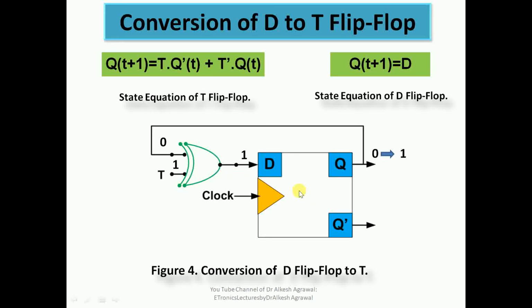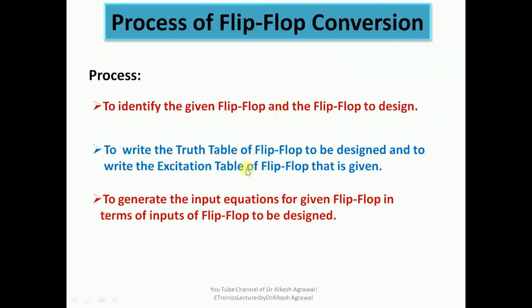So you can see through these slides that D can be very easily converted into an SR flip-flop, JK flip-flop, or T flip-flop. Now let us come to a general process of converting any one kind of flip-flop into another. You have to keep three things in mind, or there are three steps. The first is to identify which kind of flip-flop is given, and what kind of flip-flop we have to design. That is, we have to identify the given flip-flop and the flip-flop that is to be designed. This is the first step.